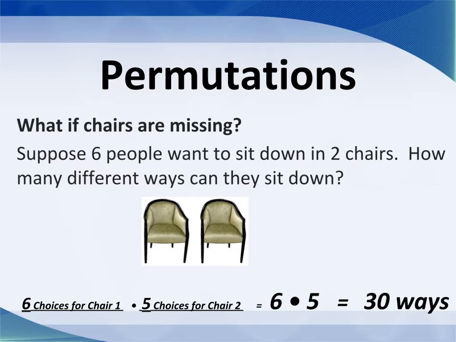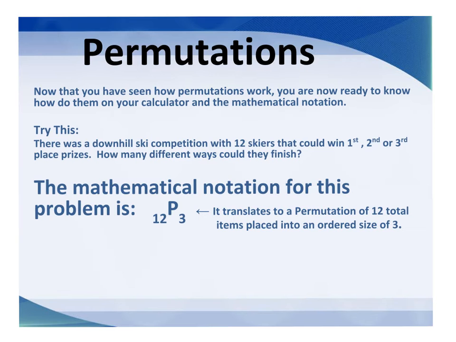Now in this case, what if we only want to pick 2 people to sit in those chairs? How many ways can we choose 2 people from the group of 6 to fit in those 2 chairs? If we made a decision chart, there would be 6 choices for chair 1 and 5 choices for chair 2, which is going to be 30. Because this is something we do quite frequently, we actually have a button in our calculator that will allow us to do a computation like this.